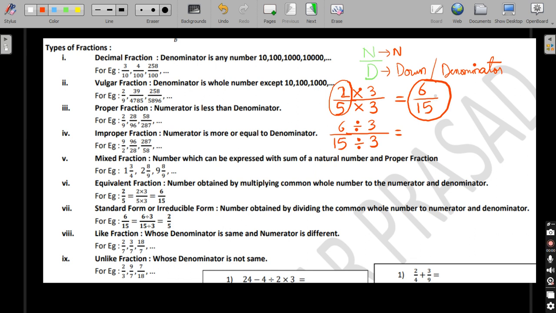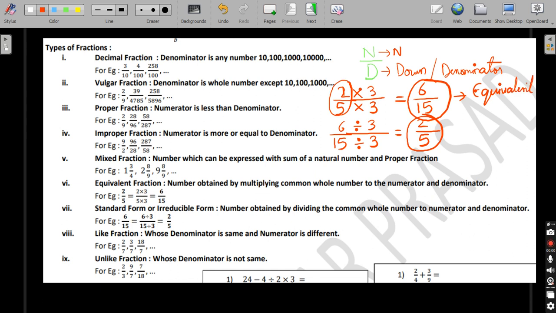And again converting this 6 by 15 into standard form means going back to the original position, the final form that I get, that form is known as standard form. For example, 6 divided by 3, 15 divided by 3. How will I divide? 3 2s are 6, 3 5s are 15. So again I got 2 by 5. So 2 by 5, this part is known as my equivalent form.